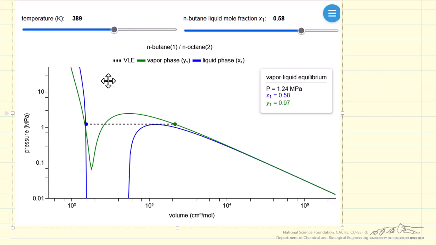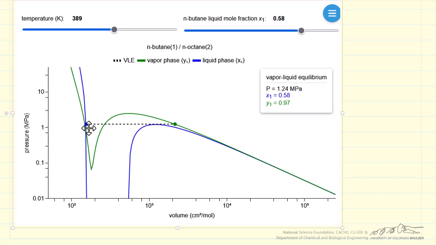We've used, in this case, Raoult's law to calculate the vapor composition. This is pretty close to an ideal system of normal butane and normal octane. We could certainly use the equation of state and set it equal to two phases, and we're going to get very similar results. It's much easier in this simulation just to use Raoult's law to demonstrate the concepts.